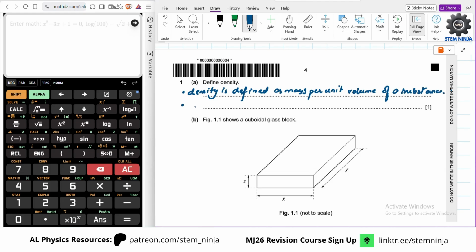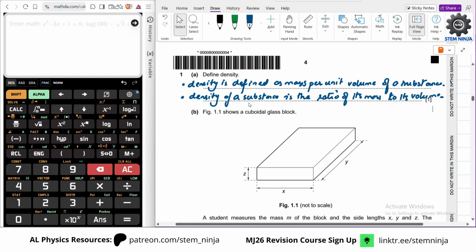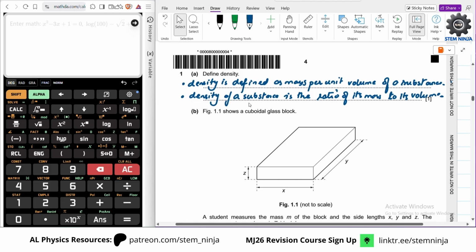Another way you can define density is the ratio of mass to volume. Density of a substance is the ratio of its mass to its volume. The clarity should be that the mass and the volume are of the substance or of an object.